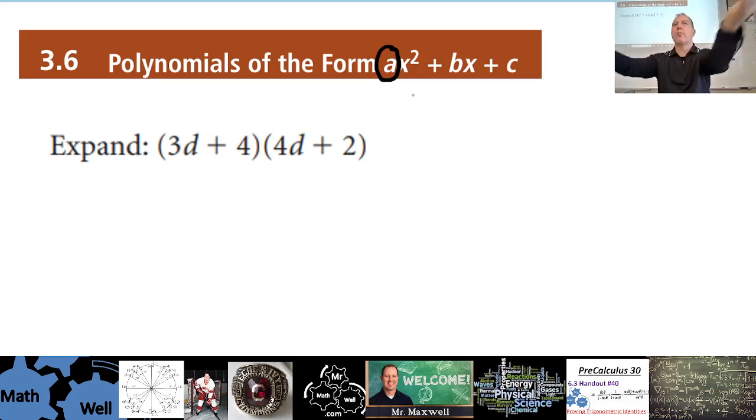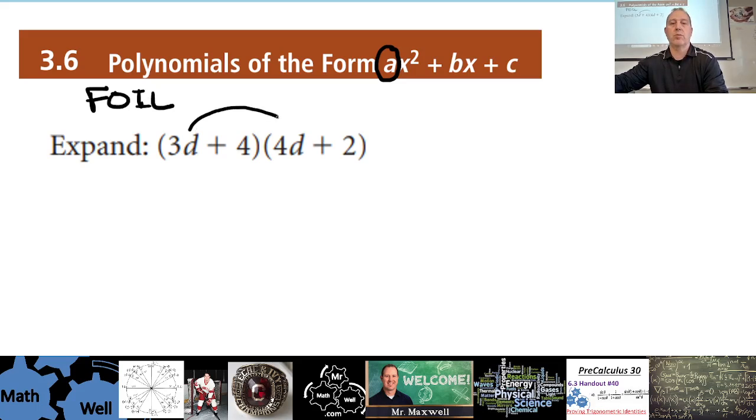So let us first go back and explore the expansion of certain types of binomials. That's where we started last day. This is where we're going to start today. So if we expand this, we're going to do that FOIL method, if that helps. I'm not sure if it helps anyone. But the first terms multiplied. So what's 3d times 4d? 12d squared. Very good. What is 3d times positive 2? That's plus 6d.